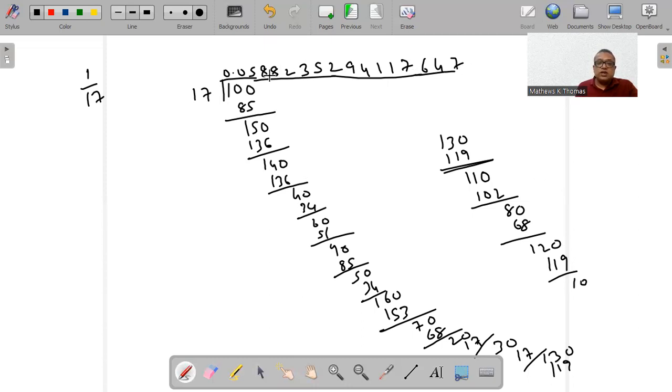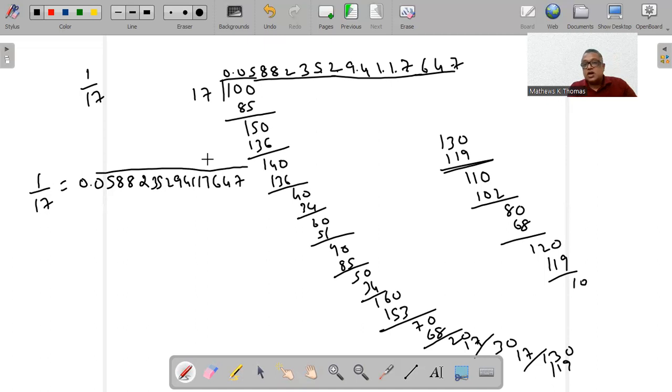So how many decimals is this? 1, 2, 3, 4, 5, 6, 7, 8, 9, 10, 11, 12, 13, 14, 15, 16. So the value of 1 by 17 is 0.05888235294117647 recurring. Okay, that will be the final answer. After this, the repetition will start.